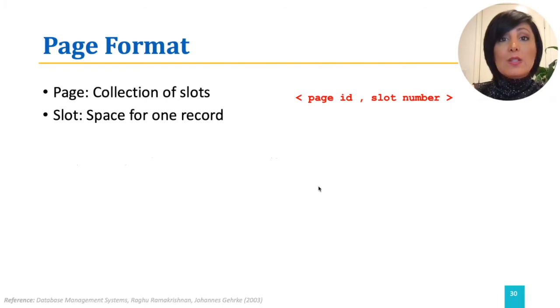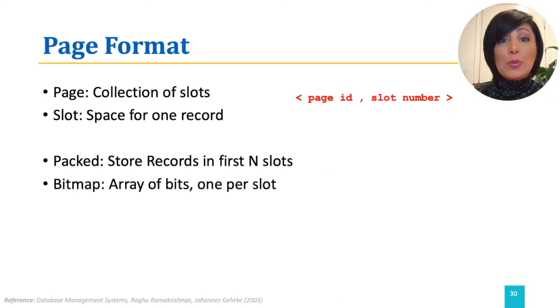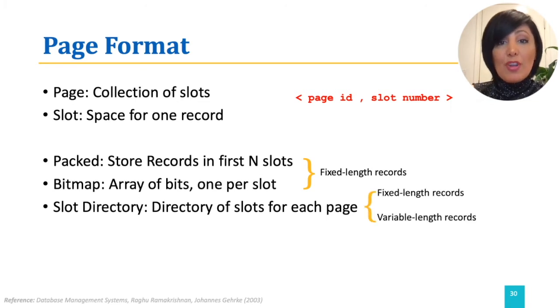Packed format stores records in the first n slots of a page. Bitmap uses an array of bits to show used slots. Packed and bitmap formats could be used for fixed length records. A slot directory uses a directory of slots, keeping information about the slots within each page. Slot directory could be used for both fixed length and variable length records.